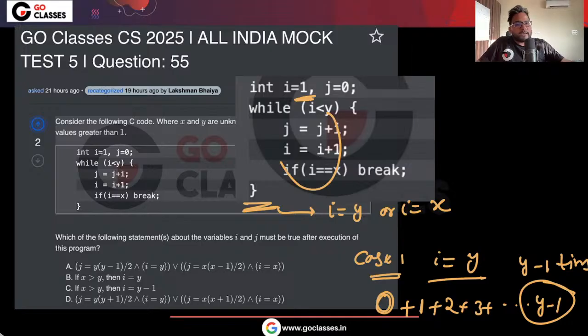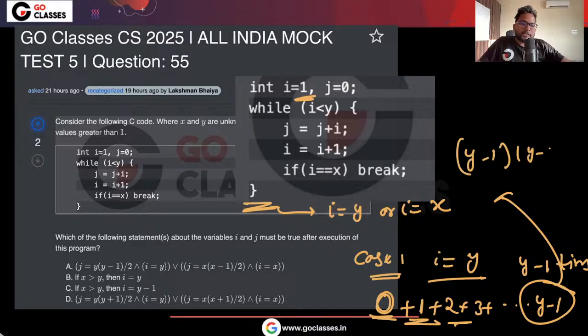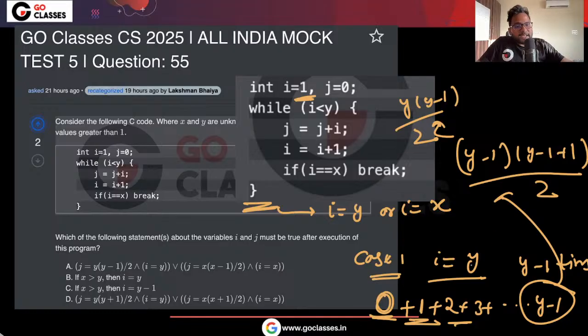The moment i is y, you will say, okay, let me out of the loop. So 0 will be added, 1 will be added, 2 will be added, like this, right? If you add, this will be n into n minus 1 by 2. Sorry, n into n plus 1 by 2. So it will be y minus 1 into y minus 1 plus 1 by 2, which is nothing but y into y minus 1 by 2. So basically if i is y, then finally j is y into y minus 1 by 2, right?